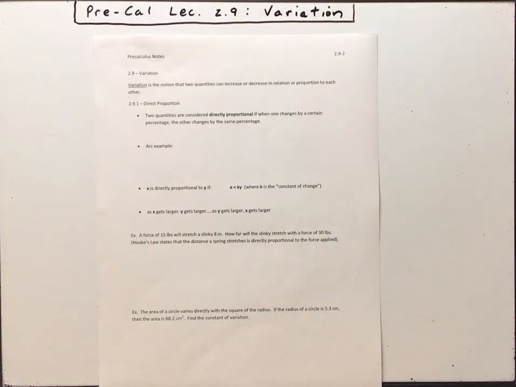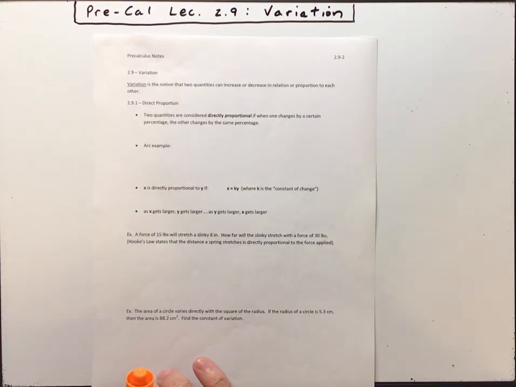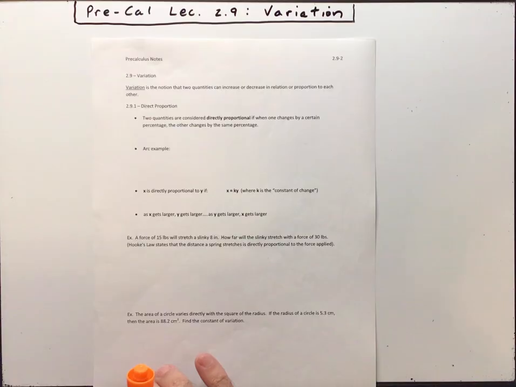Hello, this is Pre-Cal Lecture 2.9, where we are going to talk about variation, and you have some pre-printed notes for this one, so let's get to it.